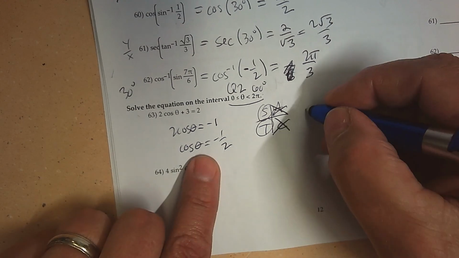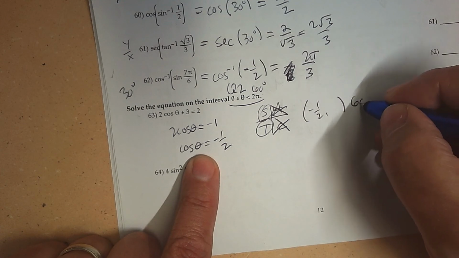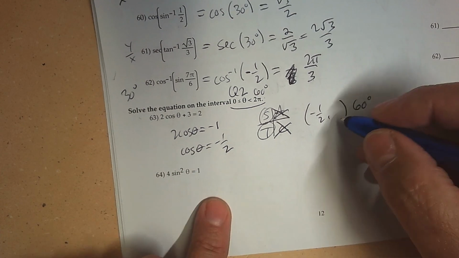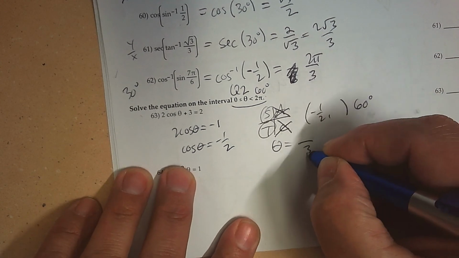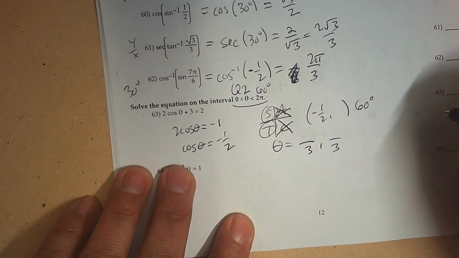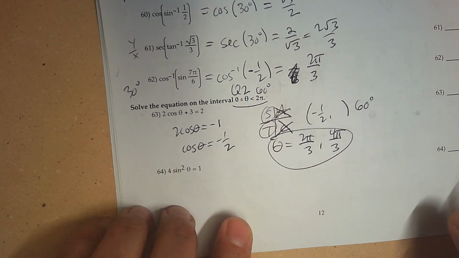If the x-coordinate is 1/2, then what's the reference angle? So that's a 60. And if that's a 60, then my answers have to be over 3. And in quadrant 2, it would be 2 pi over 3. And in quadrant 3, it would be 4 pi over 3.